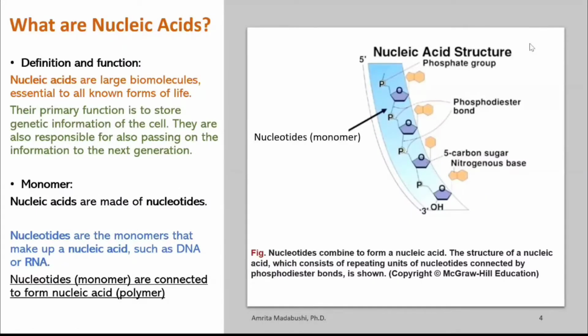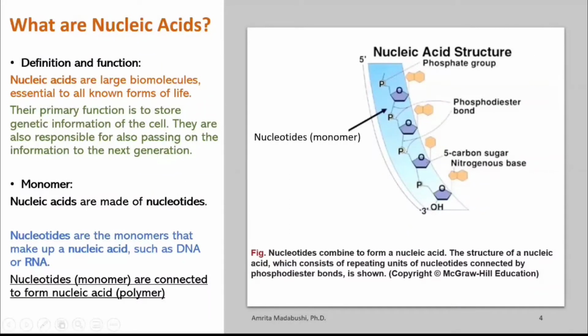So their primary function is to store genetic information, and they're also responsible for passing on the information. So there lies the most important molecule, because you can have the body doing so many functions and use vitamins and proteins and different things for different purposes, but only one molecule can pass on the information. And I think you're all aware of that. So what is the monomeric unit? Nucleic acids are made up of nucleotides.